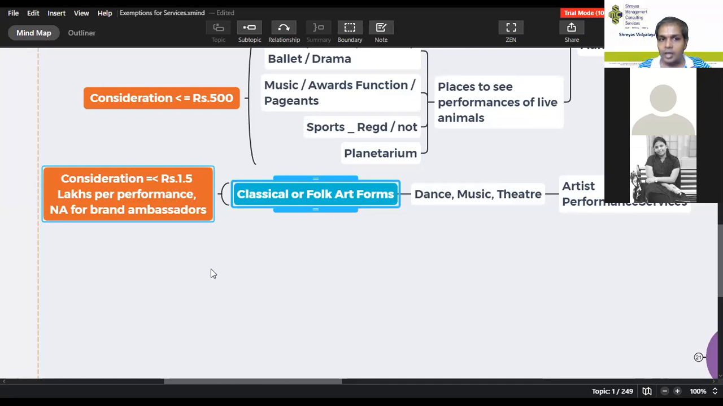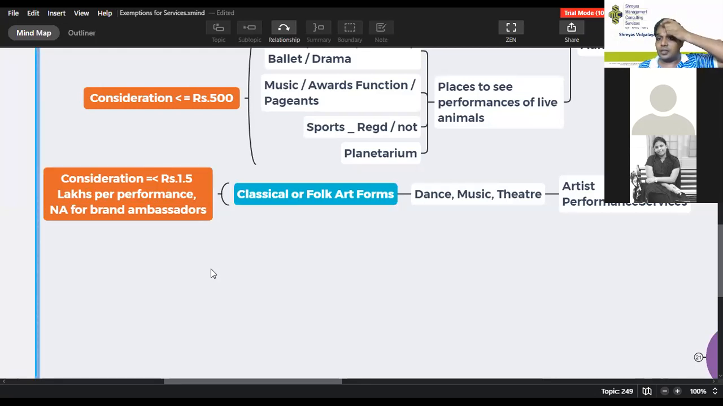So up to 1.5 lakh rupees, they have given exemption for Siddh Shriram, not only Siddh Shriram, anybody who's doing classical dance, music, theater. Now you tell me, hip hop, whether it is given exemption? No, because it's not classical. Bharatanatyam or Kuchipudi, all these will be considered as classical art forms. So they are given exemption up to 1.5 lakh rupees per performance.